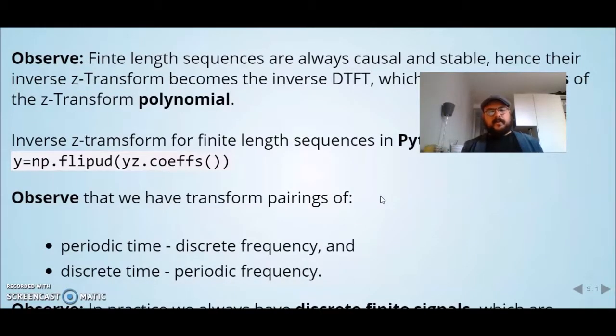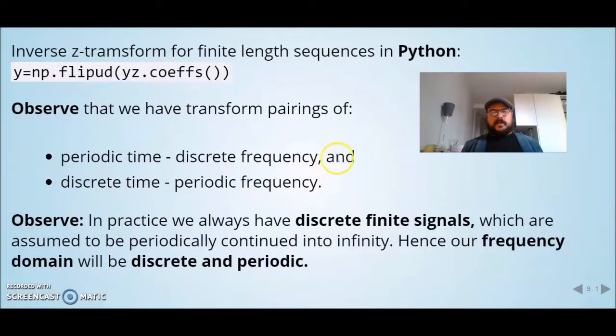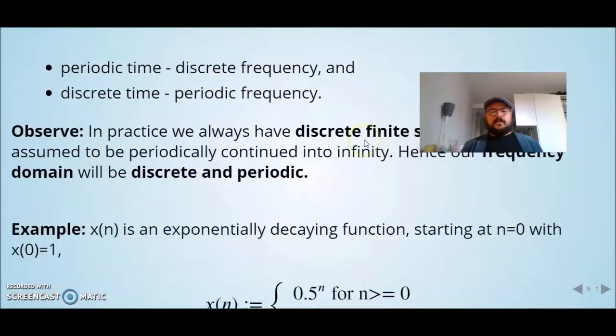Still remembering that what is periodic in time results in discrete frequency, and what is discrete in time results in periodic frequency. So in practice, we always will have discrete finite signals, so our frequency domain will be discrete and periodic.